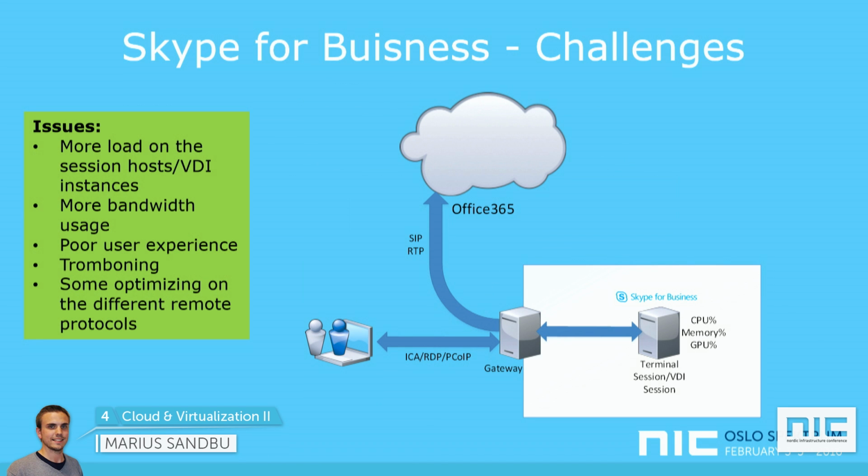So to make this a little bit more explainable, as I said, when we have our users on the one end starting a remote connection to our data center using some form of remote protocol, they start Skype for Business using video chat or whatever, and it's going to generate a lot of CPU, memory, and even perhaps GPU on the session host. And then there's a lot of traffic going between your gateway and session host to Office 365 and then going back again and then going out to the user. So consuming a lot of bandwidth, you get a poor user experience and more load on your servers.